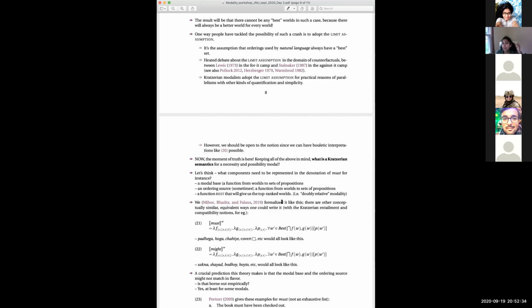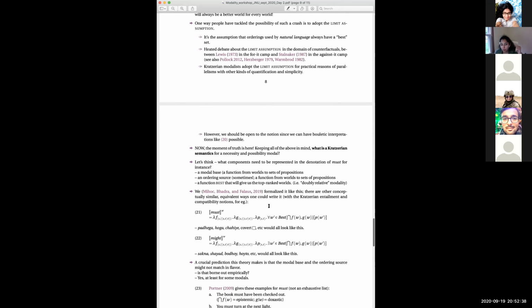So if you have an ordering source, the function best often gives you a subset of the whole modal base. So it's expanding in that it's looking at more propositions, right? It's looking at a modal base and it's looking at an ordering source. So it's looking at more considerations. Yes. But remember, the domain of quantification shrinks. Yes, I'm getting it a little bit here.